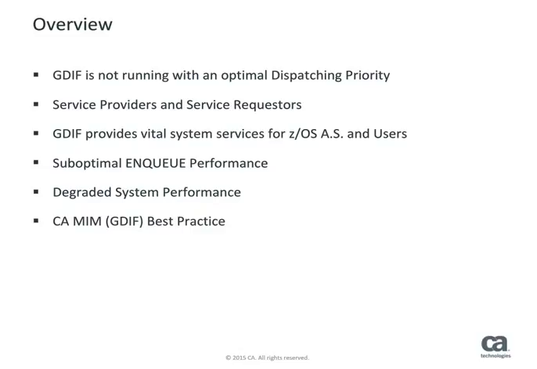If the GDIF address space is not running at the recommended dispatching priority, degraded system performance can occur due to less than optimal NQ performance and throughput. Running GDIF at dispatching priority Fox is a MIM best practice.